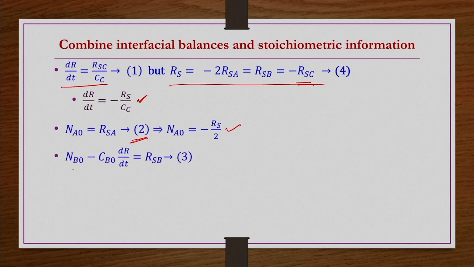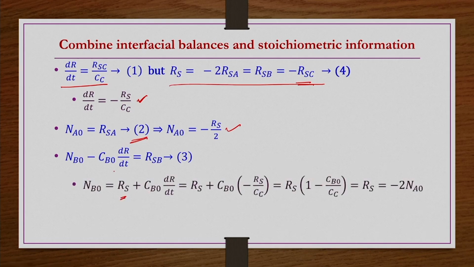Then the third equation, when we do the balance for carbon monoxide, we get Nb naught minus Cb naught dr by dt is equal to Rsb, and this Rsb is nothing but Rs from equation number 4. So, Rs, and then this minus Cb naught dr by dt I bring to the right hand side, so that I can have plus Cb naught dr by dt, right. So, now Rs plus Cb naught dr by dt is nothing but Rs minus Rsc by Cc times Cb naught, that is what we get just now. So, from these two terms, if I take Rs common, 1 minus Cb naught by Cc.